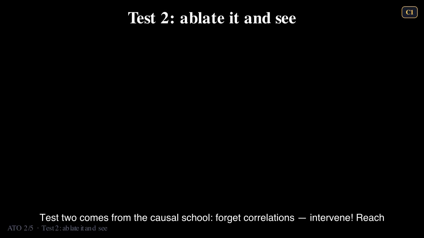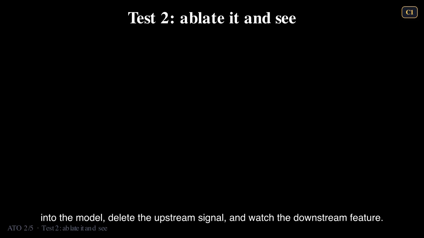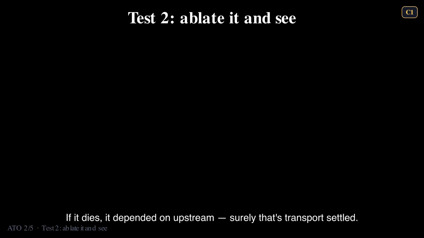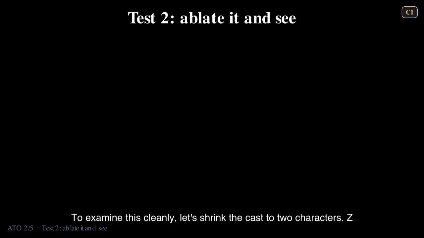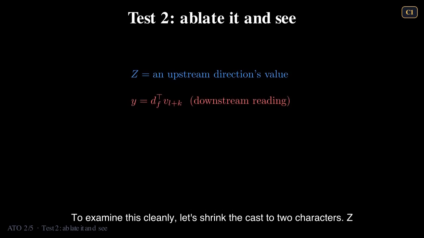Test 2 comes from the causal school. Forget correlations, intervene, reach into the model, delete the upstream signal, and watch the downstream feature. If it dies, it depended on upstream. Surely that's transport settled. To examine this cleanly, let's shrink the cast to two characters.